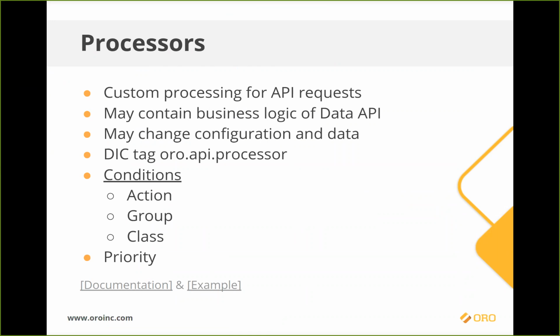All right, so the processors. We have custom processing for the API request. Like we mentioned in the very beginning, there's a chain of processors. And they might contain the business logic of the data API. It may change any configuration of data, so you can do a lot in those processors once you understand how they work and in what order they are being executed. The important thing here is that, despite the fact that those processors are just services tagged with oro.api.processor, you can also add conditions to those tags, and this is a very important thing. So you have action, groups, and classes, and also they have the priority.